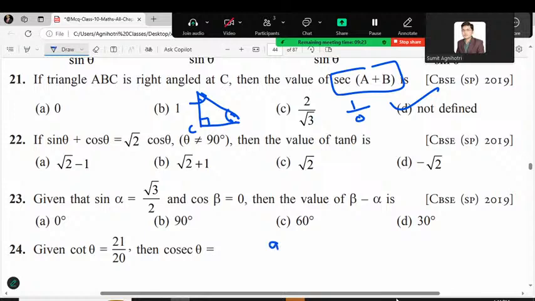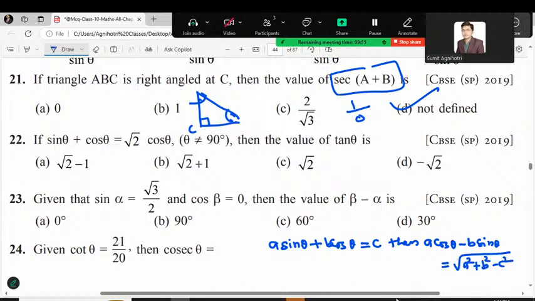If A sin theta plus B cos theta is equal to C, then A cos theta minus B sin theta is equal to root A square plus B square minus C square. If we are making use of this important trick, what we can write is, yes, one is here and one is here.